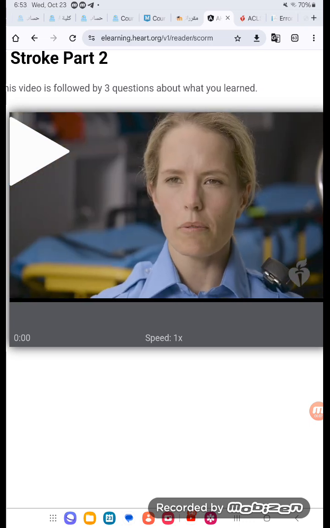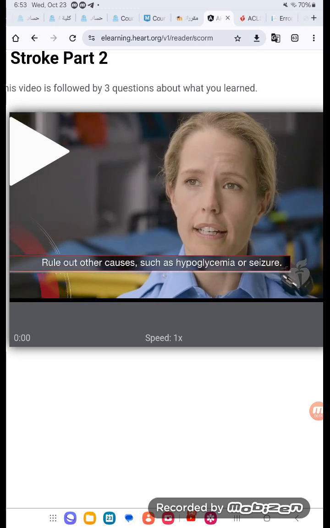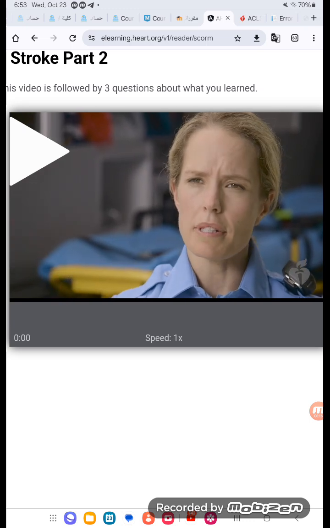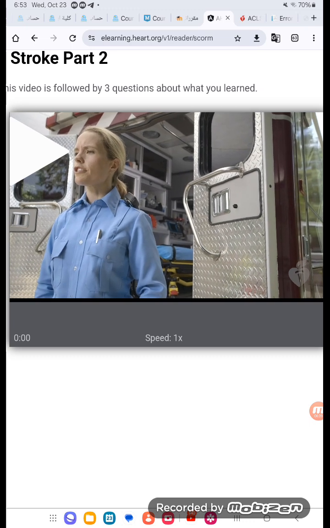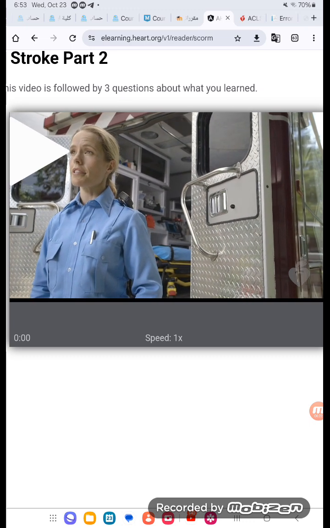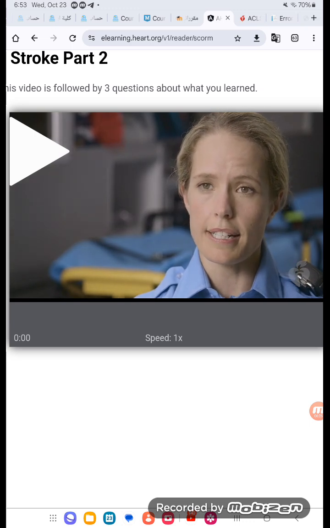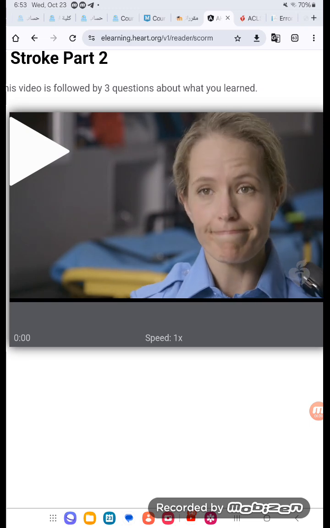Well, the first thing I want to do is rule out any other possible causes for the patient's condition. I discovered Mrs. Vega wasn't experiencing any chest or back pain, and she wasn't having any trouble breathing. Mr. Vega also informed us that she didn't have any history of diabetes or seizures. And to rule out hypoglycemia, we did a quick finger stick blood glucose analysis. It was fine. I also confirmed she's not on any blood thinners.